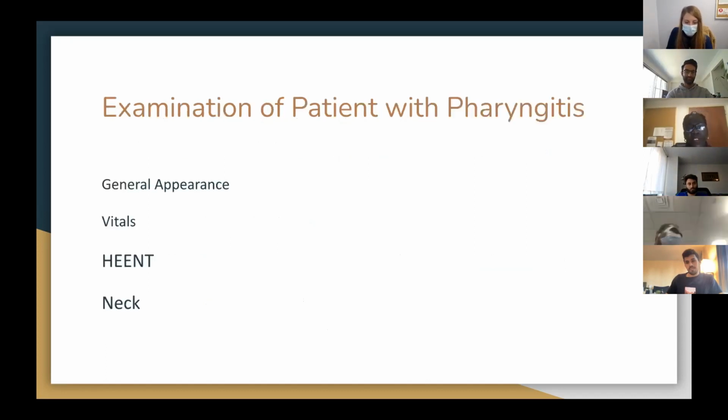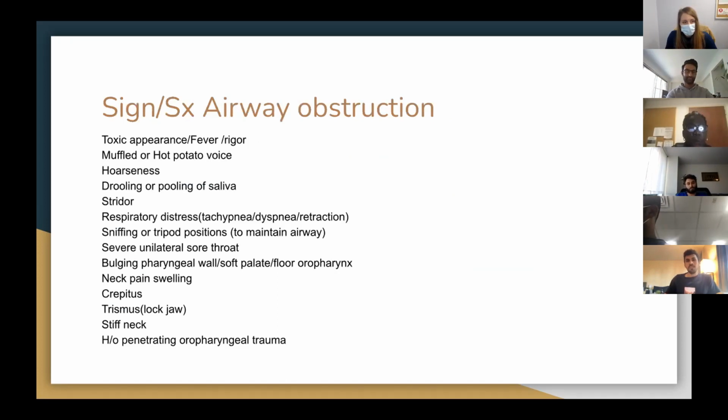So, examination of a patient with pharyngitis: the appearance, the vitals, the HEENT exam. We want to make sure that they don't have any signs of obstruction. Do they look toxic? Does the person have a hot potato voice? Is the person drooling because they can't swallow their saliva? Is there stridor? Evidence of respiratory distress, like tachypnea? Do they have locked jaw? Do they have a stiff face?